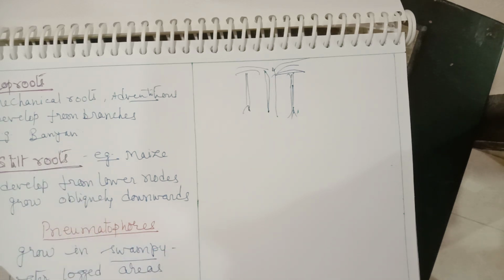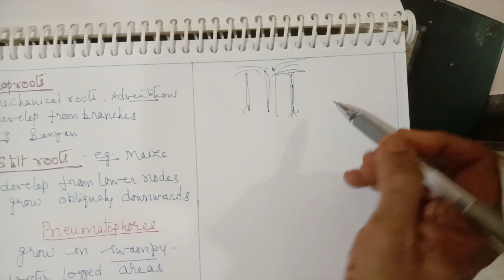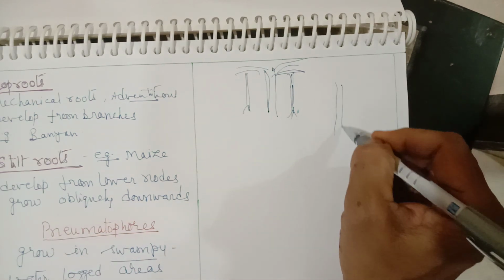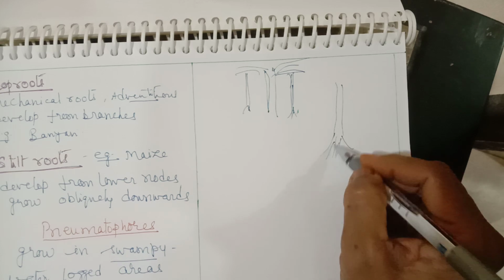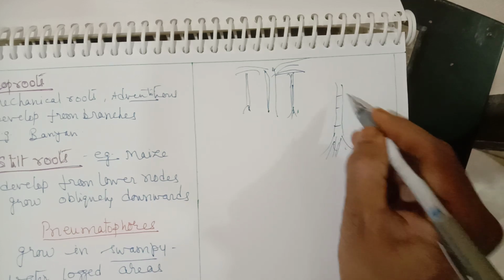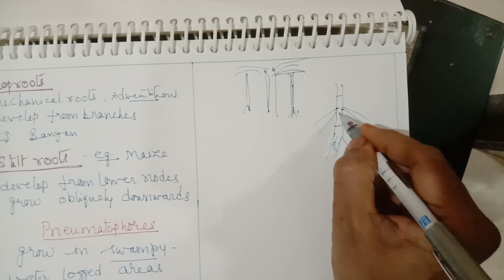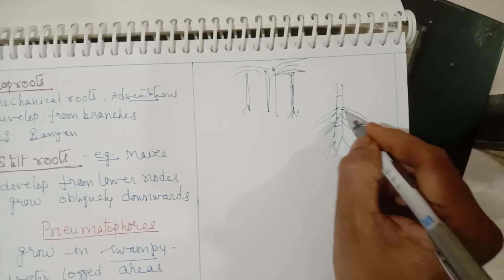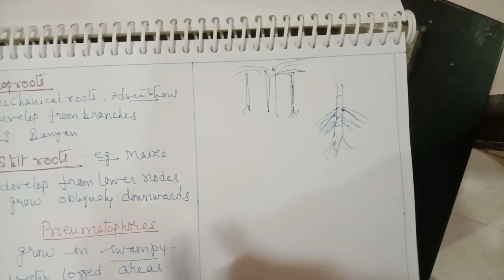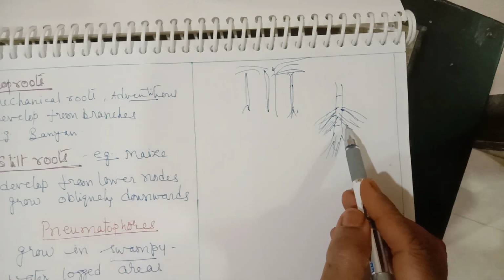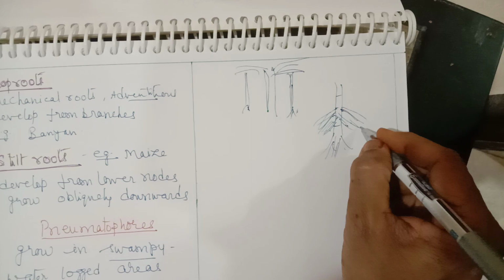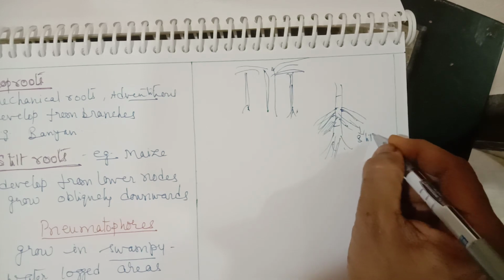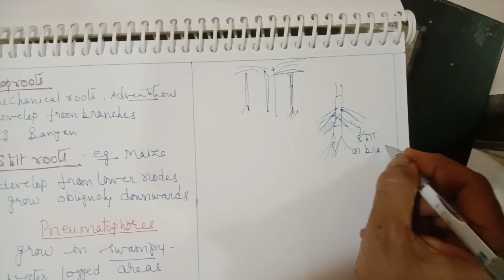Example: banyan tree. Next are stilt roots, as in maize. These are also mechanical roots because they develop from lower nodes in maize and sugarcane. In all these we find a normal fibrous root system, and from the lower nodes these roots develop, growing obliquely downwards and giving support to the plant. These are called stilt roots, or also brace roots.